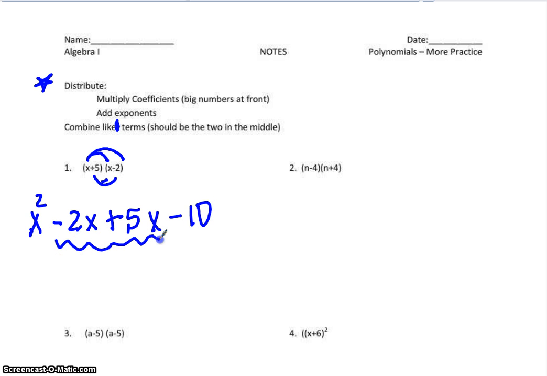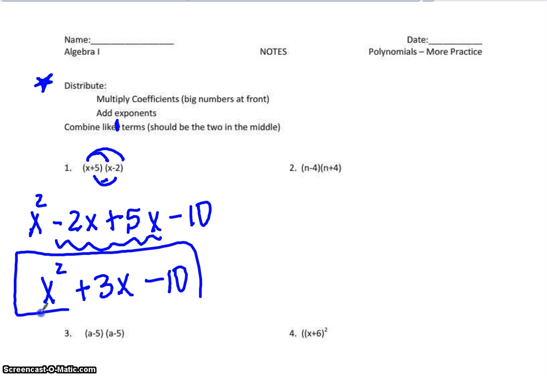The two in the middle should combine, so you bring down your x squared. Negative 2 plus 5 is 3. It's a positive, so you're going to say plus 3x. Bring down your minus 10, and that is your answer. It works the same if it's a letter other than x.